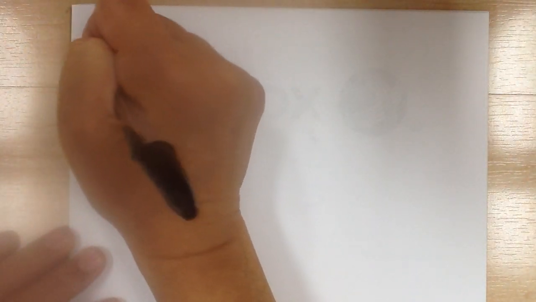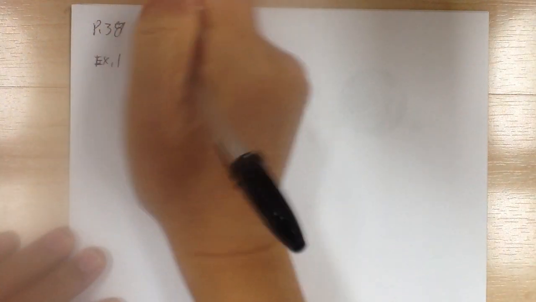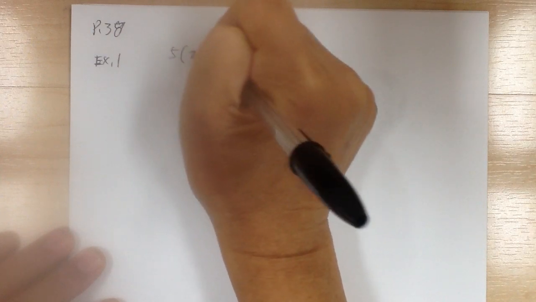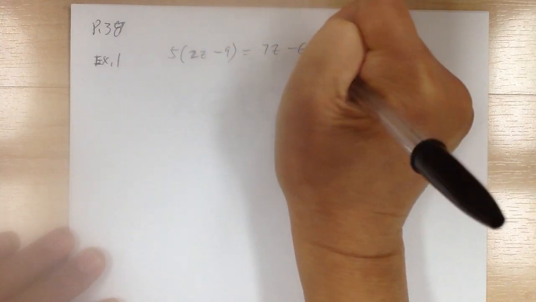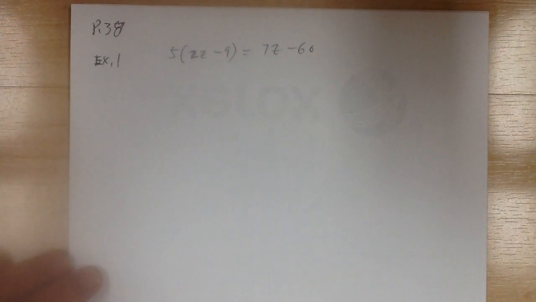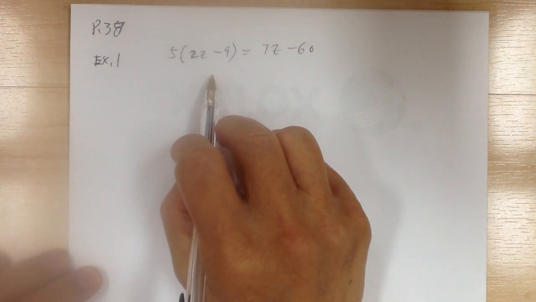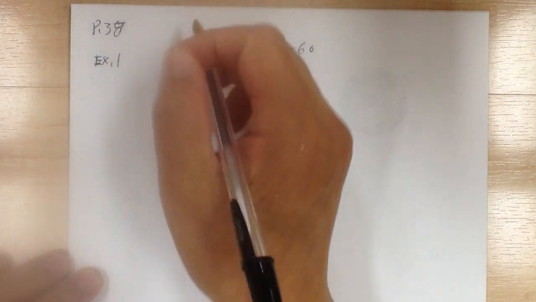On page 38, example 1, you have 5 times 2z minus 9 is equal to 7z minus 60. Again, to solve an equation means you want to get z by itself. First you have to get rid of all the grouping symbols. So let's go and multiply.